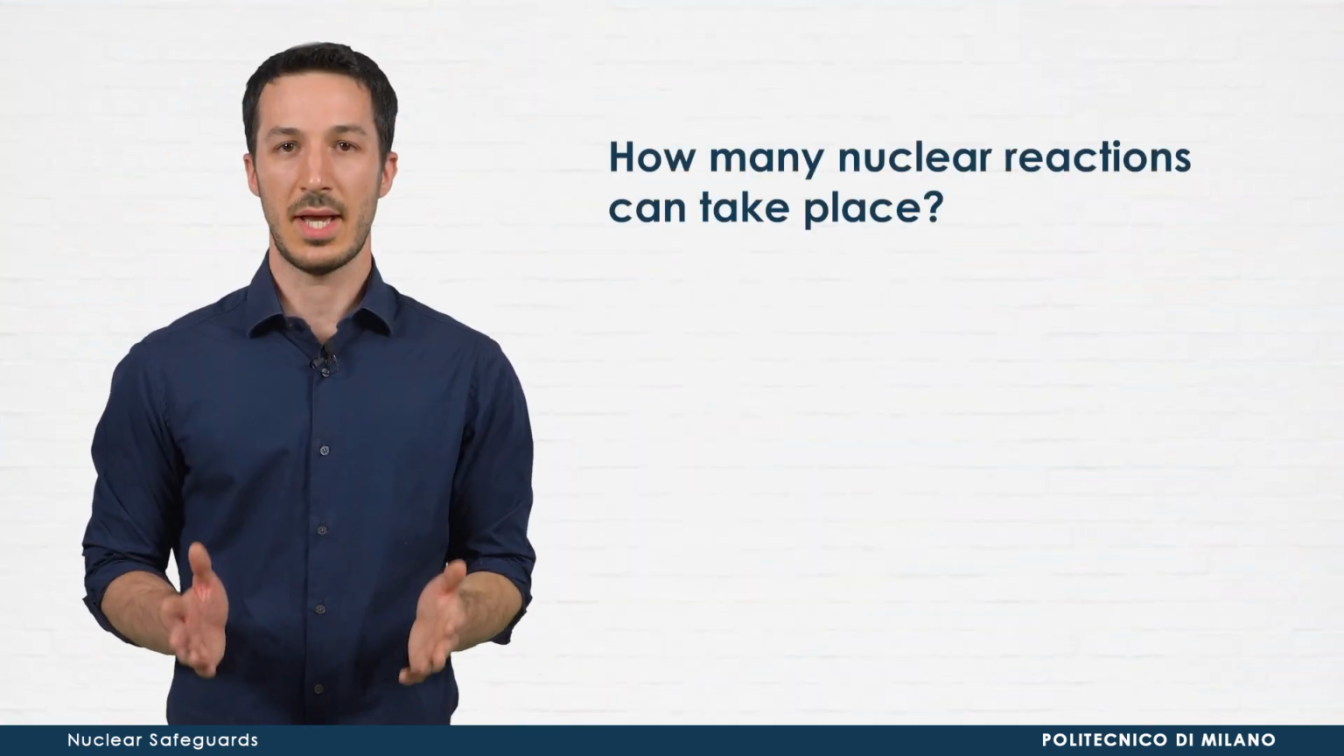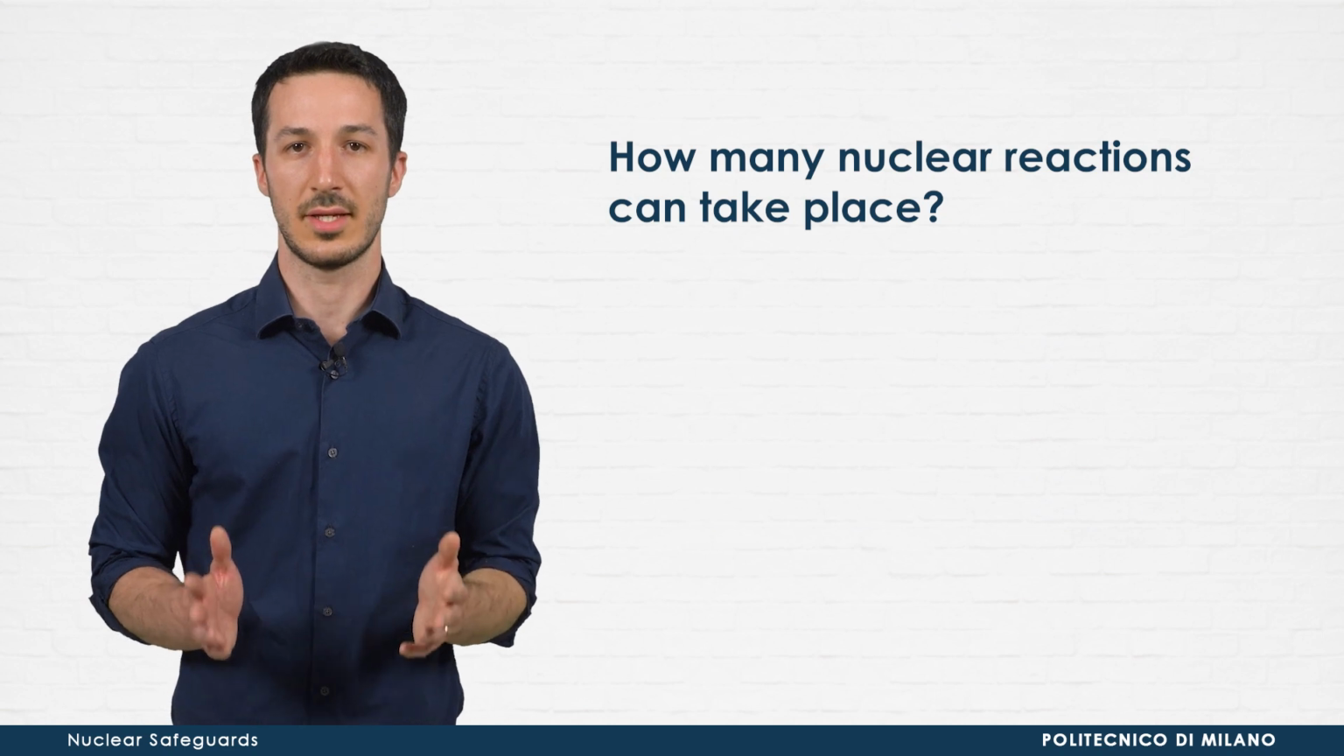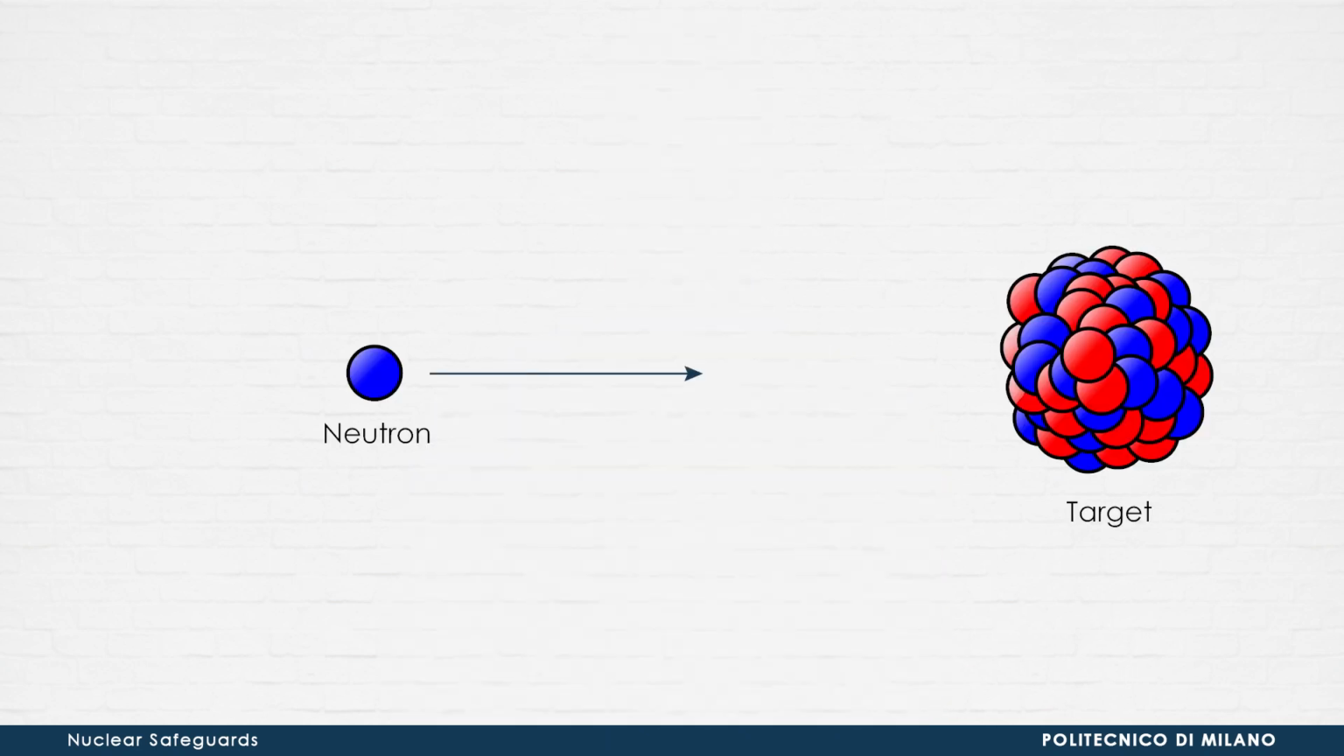But how many nuclear reactions can take place? In general, we have to say that a nuclear reaction does not happen whenever a projectile impinges on a target. This is due to several reasons. The most intuitive one is geometry. The projectile must intercept the region where the nucleus manifests its presence.